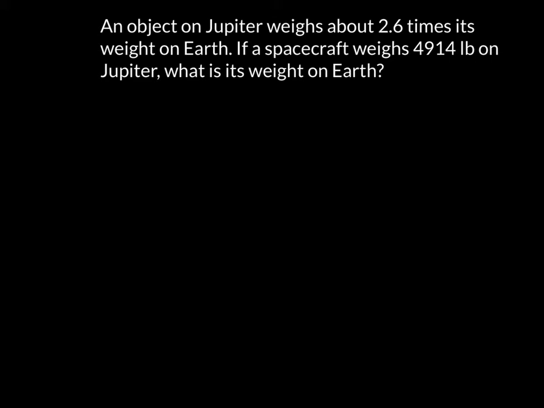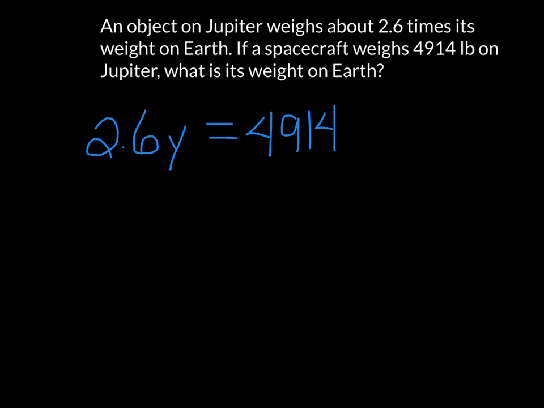So we have 2.6 times object's weight on Earth, which is going to be y, is the object's weight on Jupiter, which is 4,914. This is a multiplication equation.